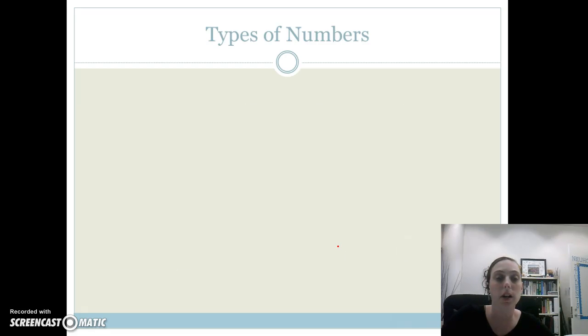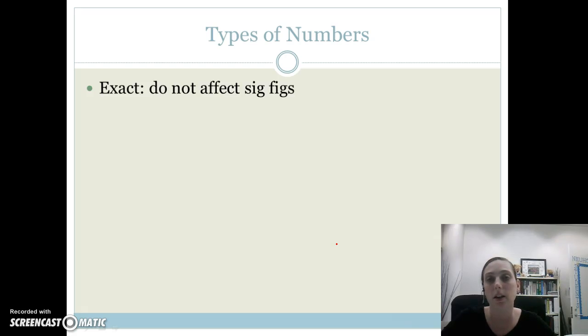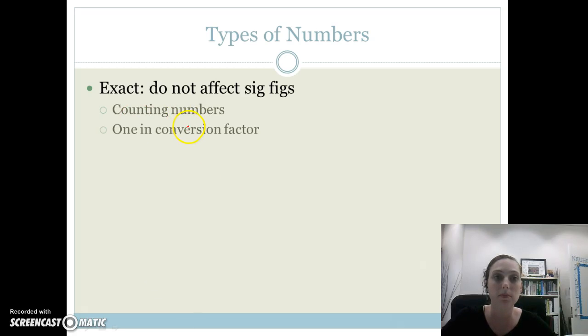Okay, the other thing we've got to think about when we're talking about sig figs is, what are those numbers? What types of numbers are we actually looking at? If it's an exact number, it does not actually affect the accuracy of the number. It is that number. For example, if I count how many people are in the room, there are that many people. There's no different way to interpret it. So for example, we would use counting.